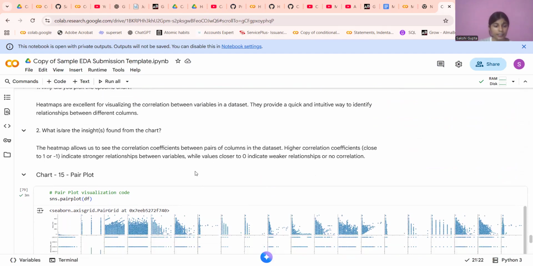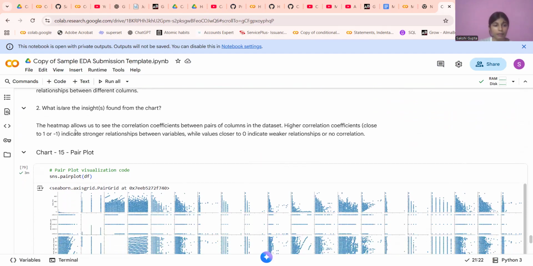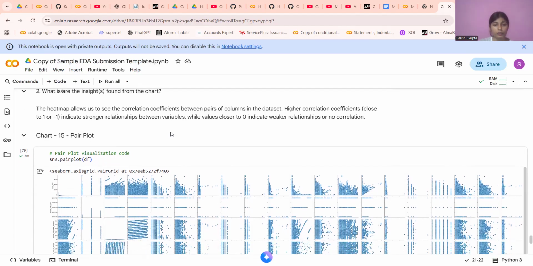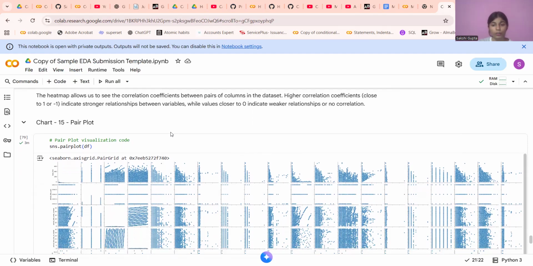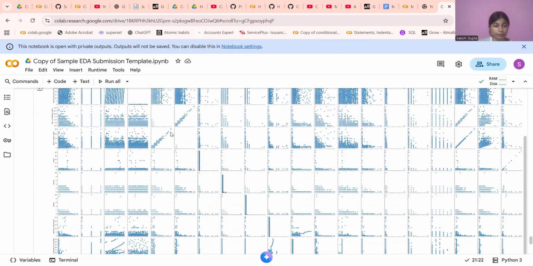The insight that I found from this chart is that the heat map allowed us to see the correlation coefficient between pairs of the columns in the data set. A higher correlation coefficient indicates a stronger relationship between variables, while a value closer to zero indicates a weaker relationship or no correlation.